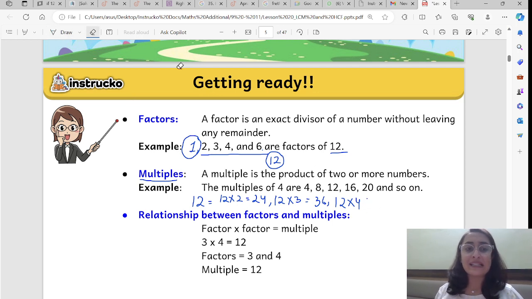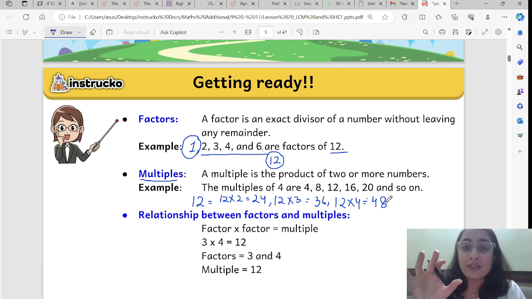So as you can see, there is no end to the multiples of 12. You keep multiplying 12 with whole numbers and you will keep getting multiples. So the key point to be noticed here is that the number of factors of any given number are limited.